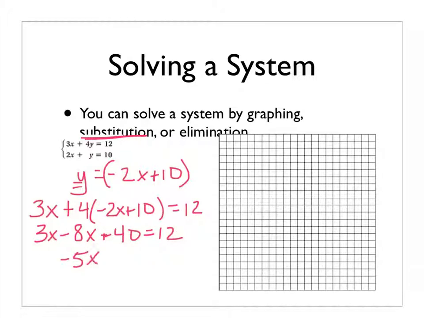Negative 5x equals negative 28. And so this is not coming out very nice. I'm not liking this system at all right now. But we trudge on anyway. So x equals 5.6. And then if I go back and plug that in for x and solve for y, I'm going to get negative 1.2. I know I kind of sped that up a little bit, but that's the nature of substitution.